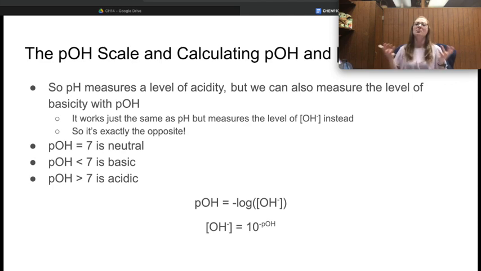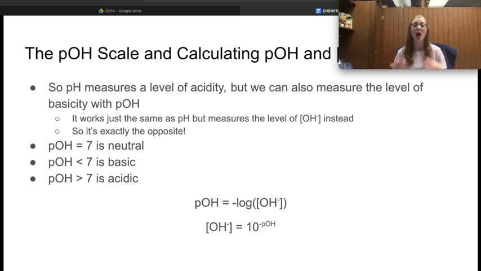So again, a pOH of 7 is neutral, a pH of 7 is neutral. However, a very, very low pOH indicates a lot of OH minus ions in solution, so therefore that's going to be a very basic solution.